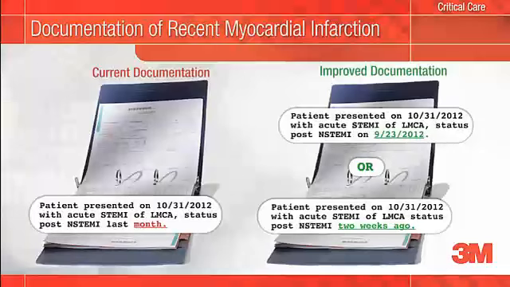We see here in this example of medical record documentation that the patient presented with an acute STEMI of the LMCA, and the patient had a history of non-STEMI last month. Improved documentation for ICD-10 includes either the exact date of the previous non-STEMI or the number of weeks since it occurred.